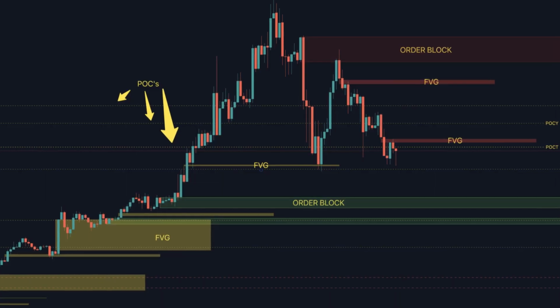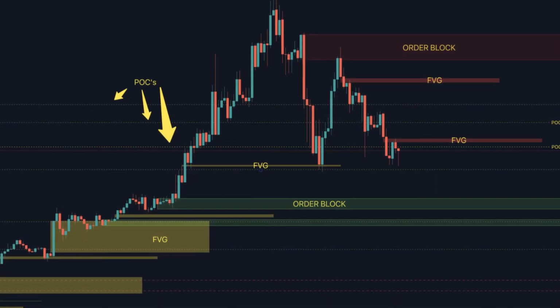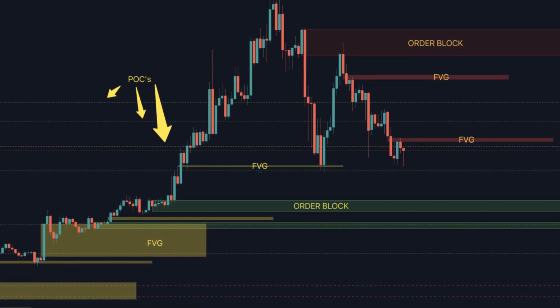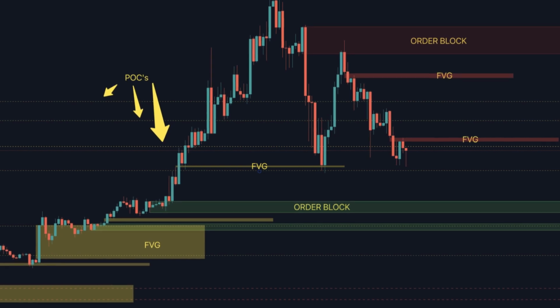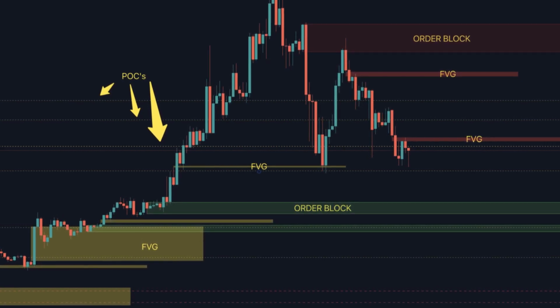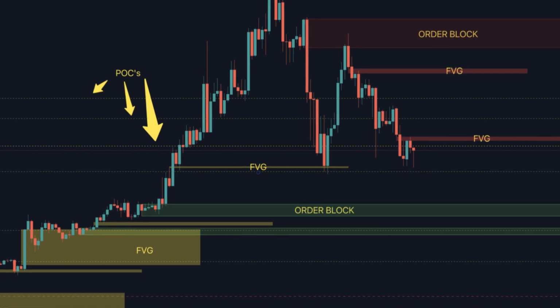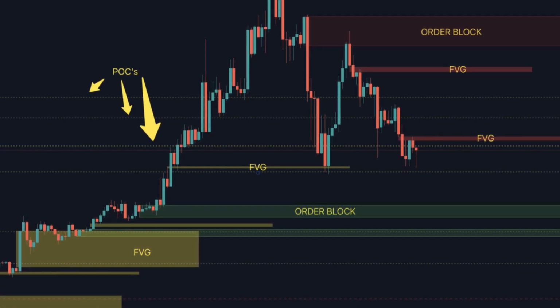The real magic happens when these tools overlap. Fair value gaps highlight price inefficiencies. Order blocks mark institutional activity, and points of control reveal high liquidity zones. Together, they create high probability trading setups.